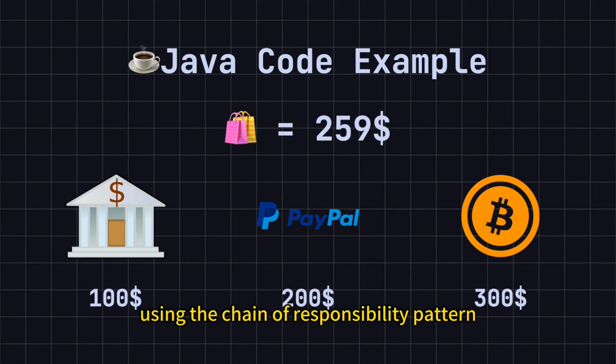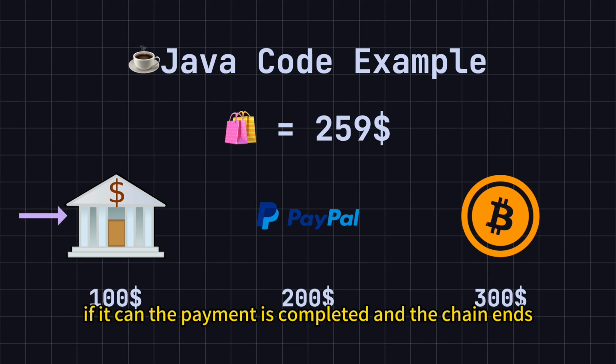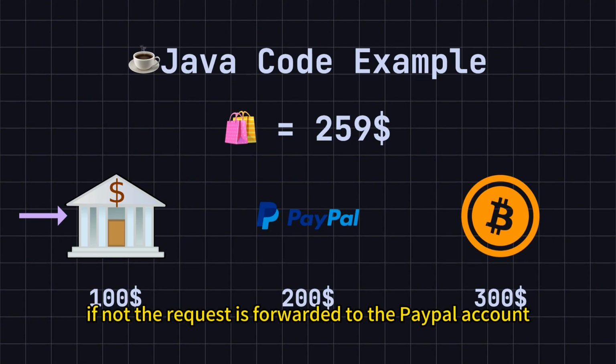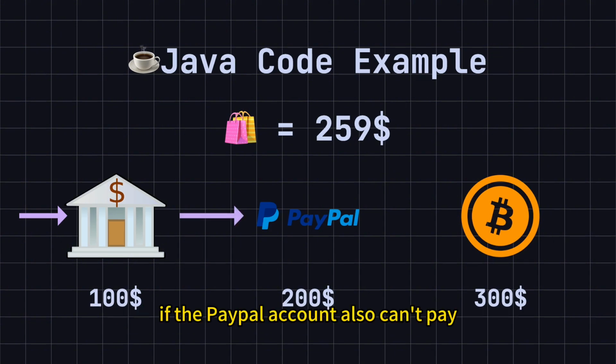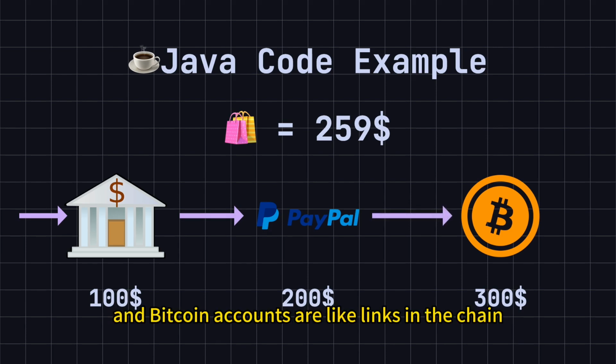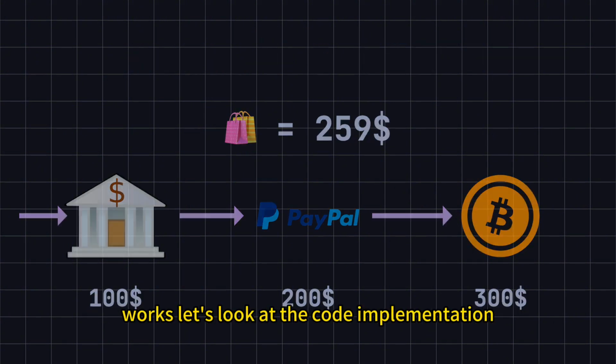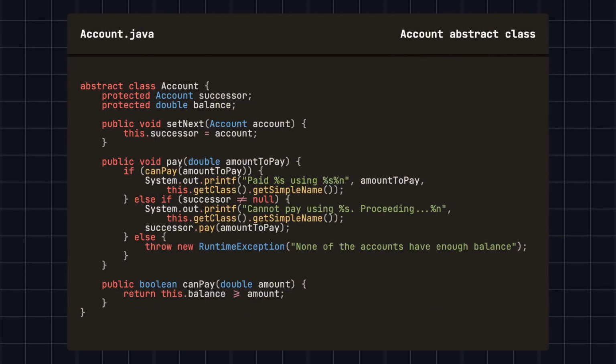Using the chain of responsibility pattern, you first check if the bank account can pay. If it can, the payment is completed and the chain ends. If not, the request is forwarded to the PayPal account. If the PayPal account also can't pay, the request is forwarded to the Bitcoin account. The bank, PayPal, and Bitcoin accounts are like links in the chain, and this whole process is how the chain of responsibility works. Let's look at the code implementation.